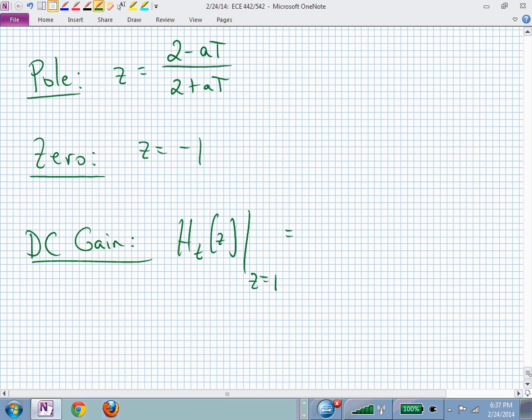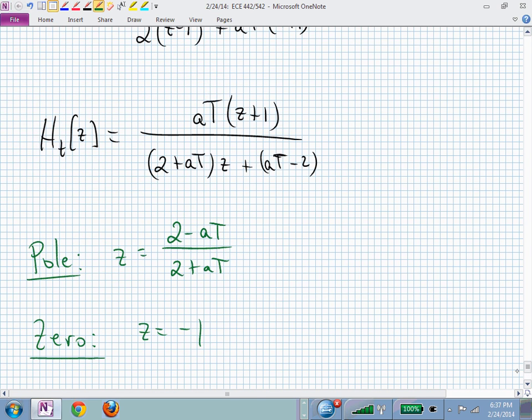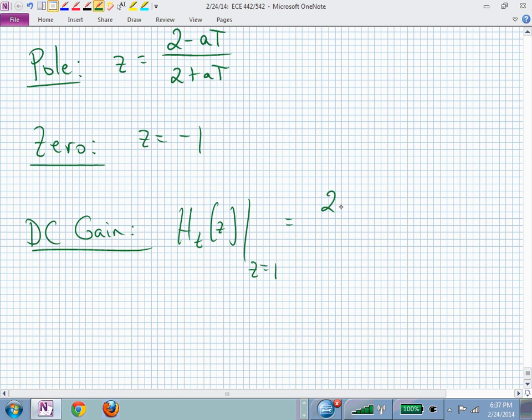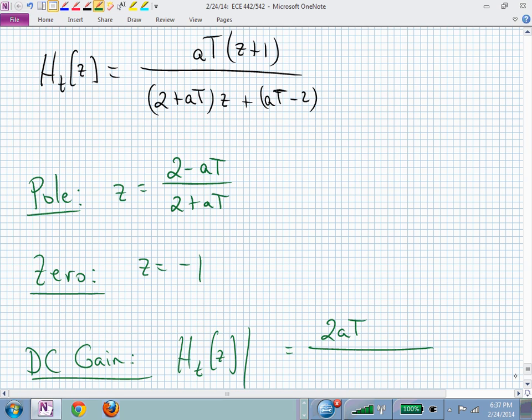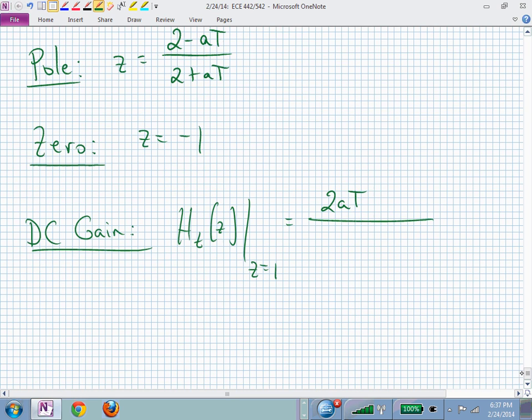Now we plug in z to this mess right here, and we get 2 upstairs times AT. Downstairs we get 2 and a minus 2, and plus AT plus AT, or 2AT, and we get our DC gain back.